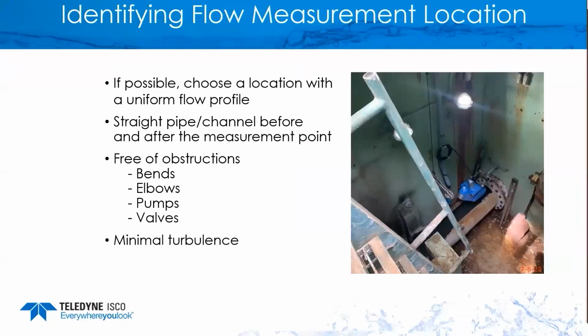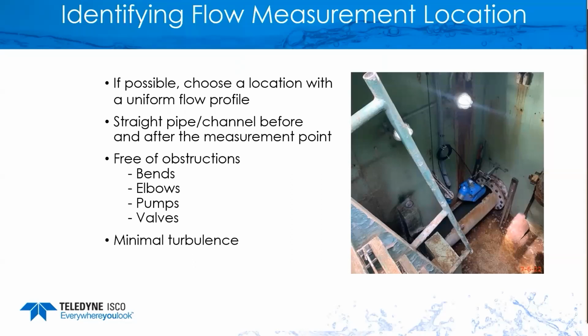I want to talk about identifying the flow measurement locations. So if possible, you want to choose a location with uniform flow. Certain flow measurement technologies are better suited for installation locations with non-uniform flow. So we're going to discuss the differences between using the wetted AV sensors and non-contact sensors. Regardless of the technology, if it's a closed pipe or open channel, you want to make sure that you have uniform flow going through that channel to get the most accurate flow readings.